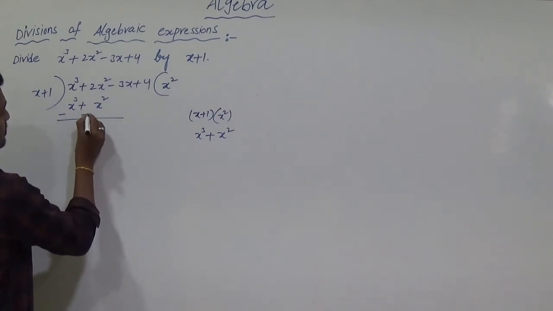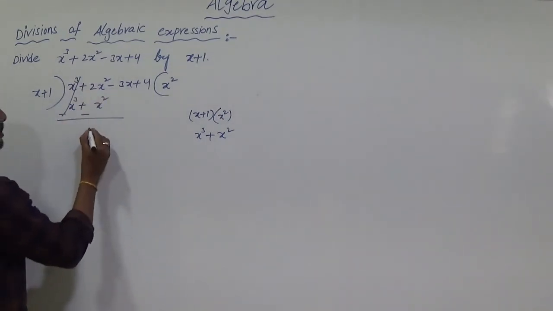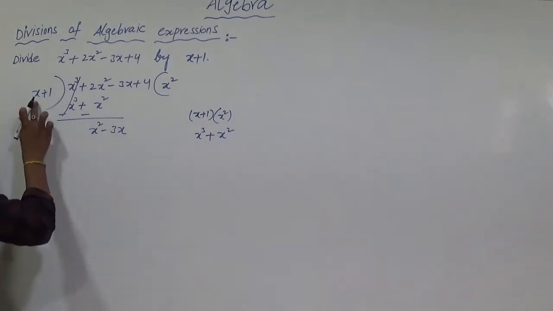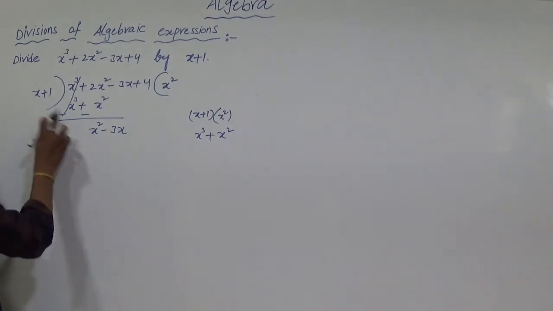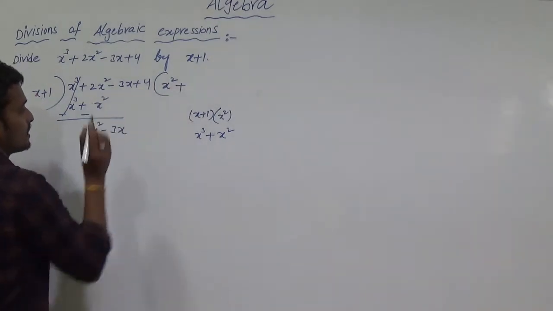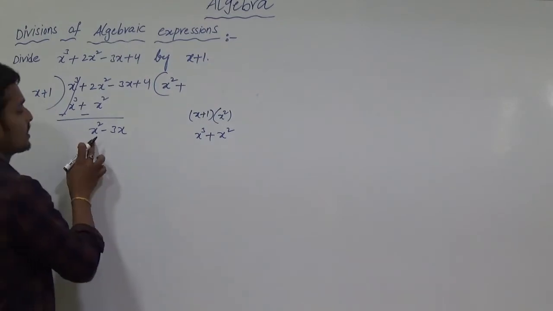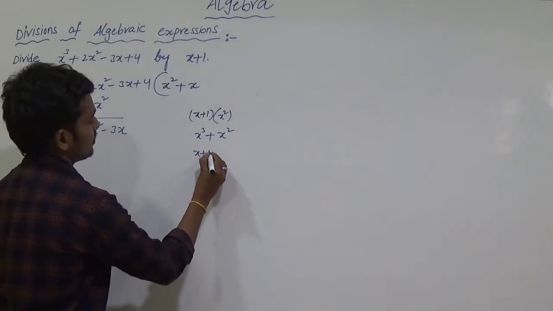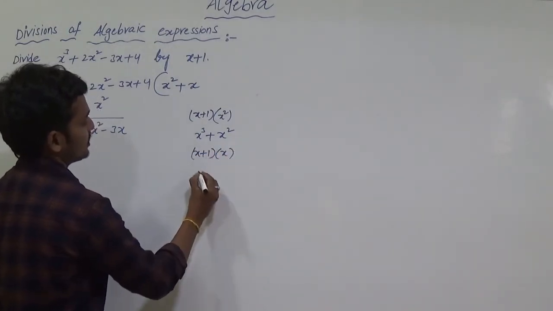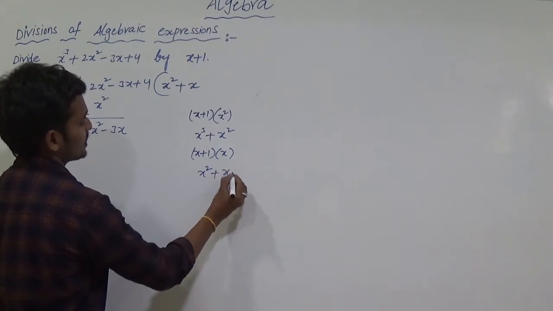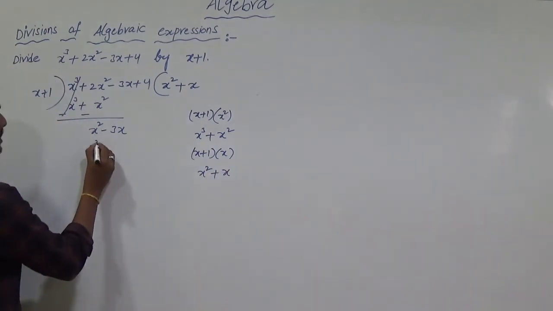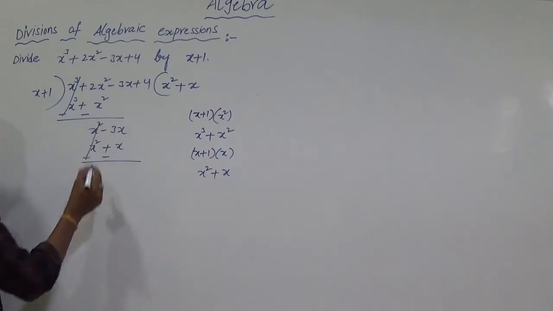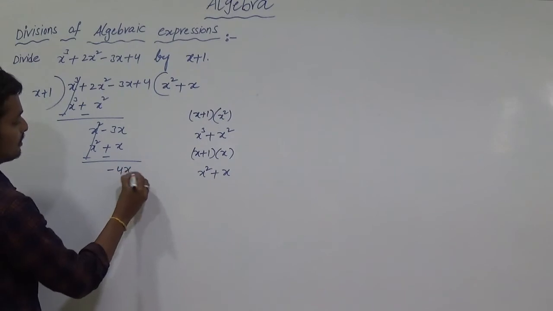Subtract, minus. These two cancel. 2x square minus x square is x square, minus 3x. Here x square, here x. The coefficient is 1, the sign is plus, so I am adding plus x. x divides x square, x times. So I am writing x plus 1 into x. x into x is x square, plus 1 into x is x. I am writing here x square plus x. I am subtracting, minus. These two cancel. Minus 3x minus x is minus 4x.